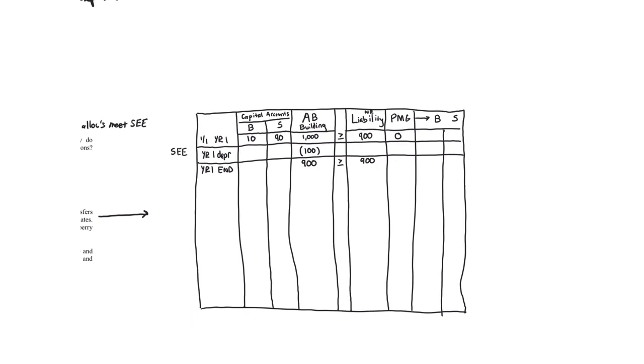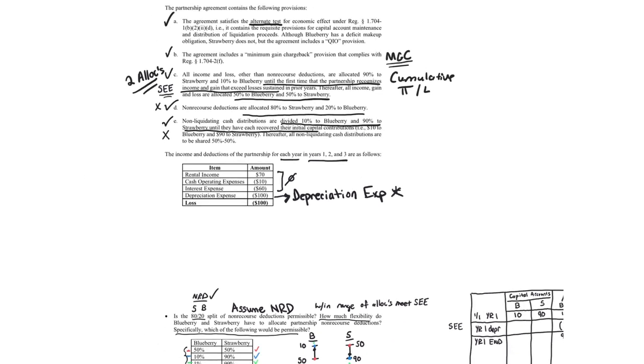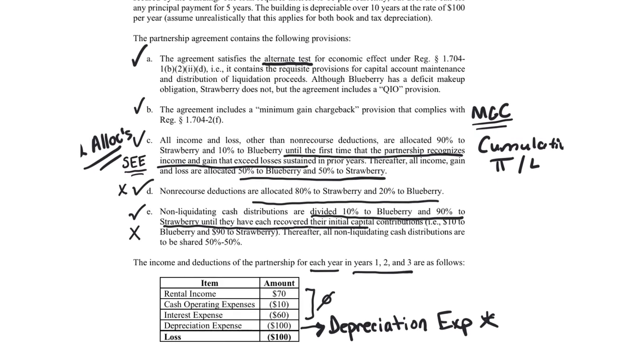And if we think about our allocations, we have three different ways we can allocate. C and D is where we find our allocations. Well, this is not a non-recourse deduction, because the adjusted basis is not less than the liability, so we go to C. Remember, it's the cumulative profit or loss. At the end of year one, all that's happened is we've lost money from the depreciation. Everything else broke even. So we're going to apply the 90% to Strawberry, 10% to Blueberry.